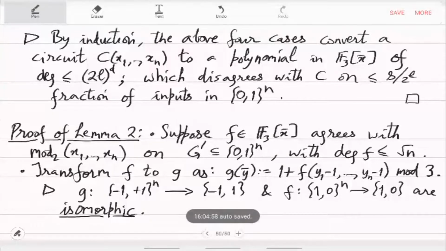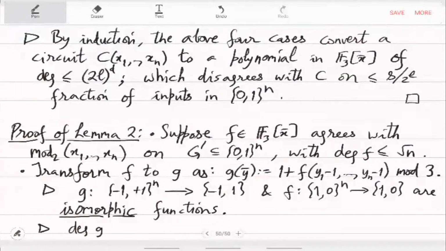Okay, so 1 goes to minus 1, 0 goes to plus 1, and we have converted f to g. The whole problem statement is now converted from 0 1 to plus minus 1. They are isomorphic functions. Okay, and degree has not changed. So degree of g is still less than equal to square root n.